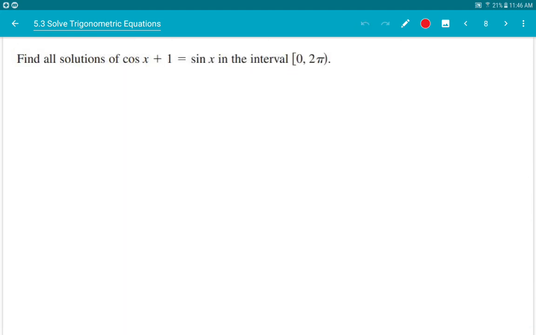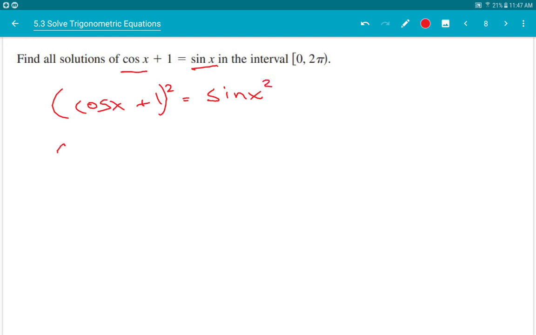All right, next one. Find all the solutions of cosine x plus 1 equals sine x in the interval 0 to 2 pi. Now this one, since we have two different trig functions, it's going to be hard to work with because none of them are squared. That's a key indicator. Since none of them are squared, we can try to force them to be squared. So let's do cosine x plus 1 equals sine x. Let's see what happens when we square both sides.